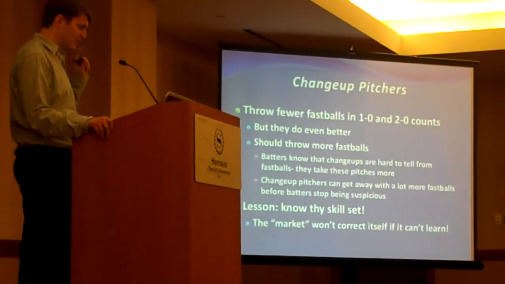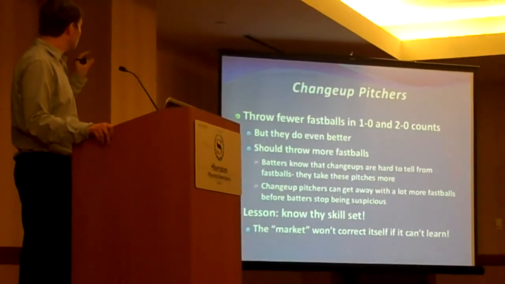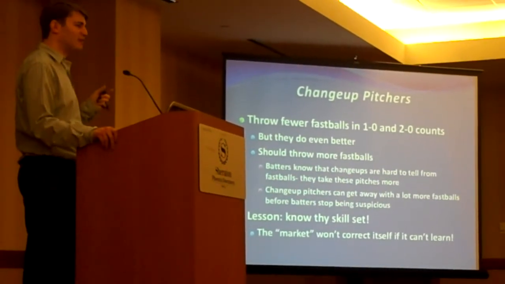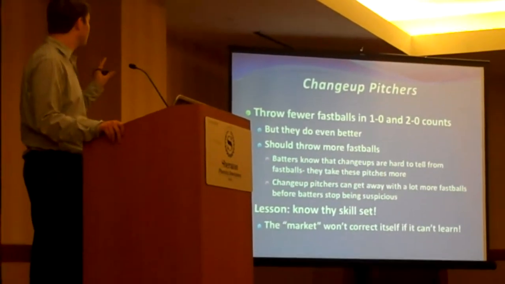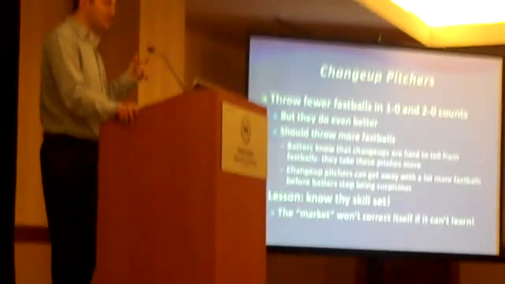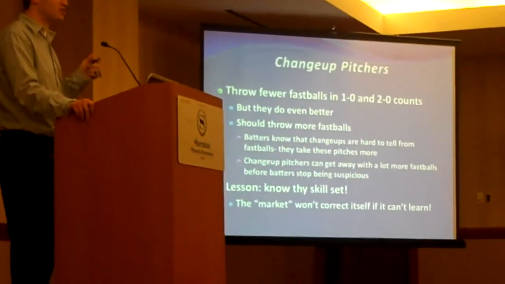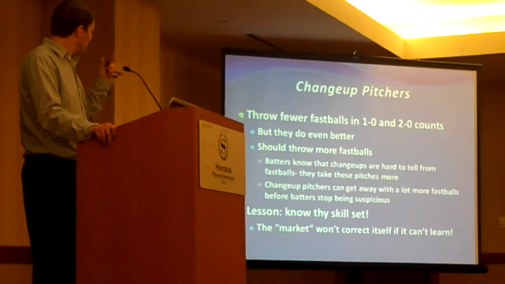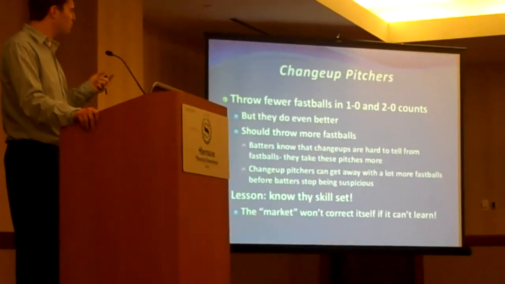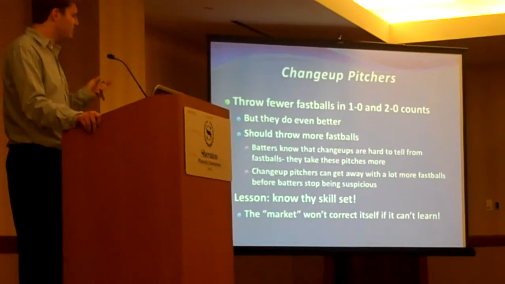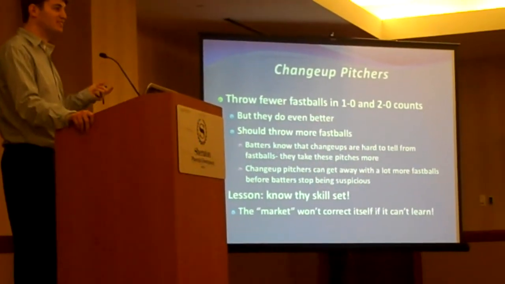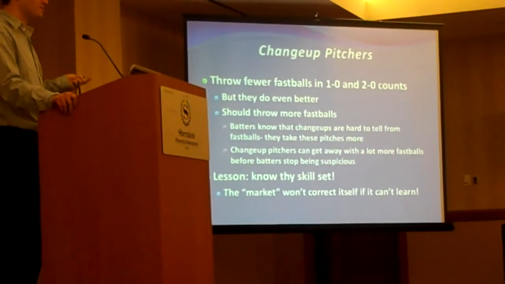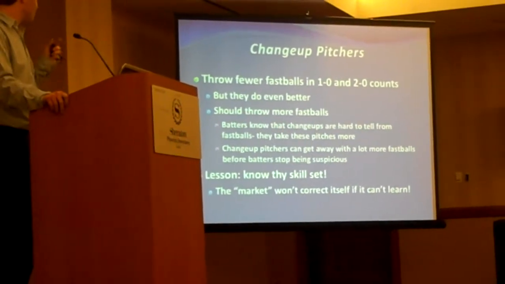The lesson here, let me take one more thing. There are fewer fastballs thrown in 1-0 counts, and especially 2-0 counts by changeup pitchers as well. But they actually do better on fastballs in those counts. Here's what's happening. Batters know when a changeup pitcher's on the mound that this is a guy who's a specialist in throwing a pitch that really looks like a fastball, but it's not that, it's really tough to tell. So in a 2-0 count, when they can afford to, hitters take fastballs from these guys a lot, which means that they can sneak in a strike and even up the count a lot easier because of the suspicious batters. But they don't. The lesson here really is to know thy skill set.